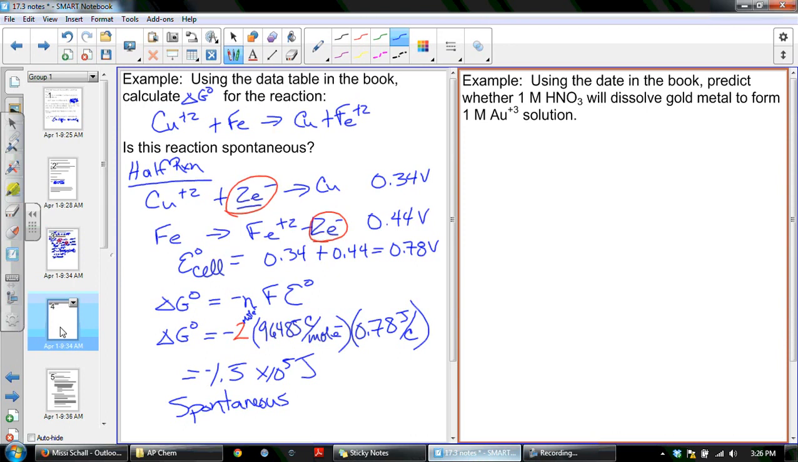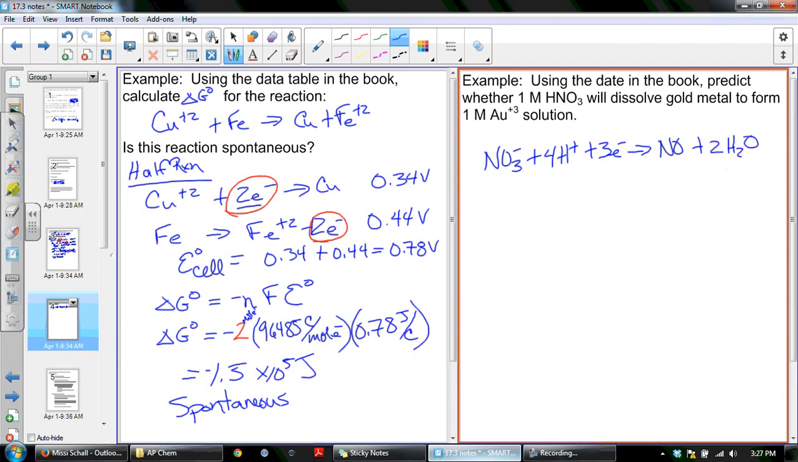Well, you would have to find something on that page in the book that would give you a half reaction that includes nitric acid, the HNO3, and includes gold, the Au to the Au+3. And then you have to determine what's the anode, what's the cathode. So here is one of the half reactions that you would find if you looked in the book at that chart with the standard reduction potentials. You would find that NO3- plus 4 H+ plus 3 electrons gives us NO plus 2 H2O.